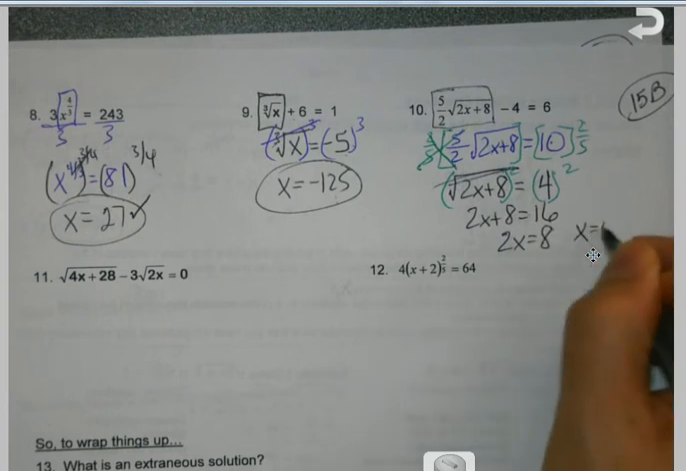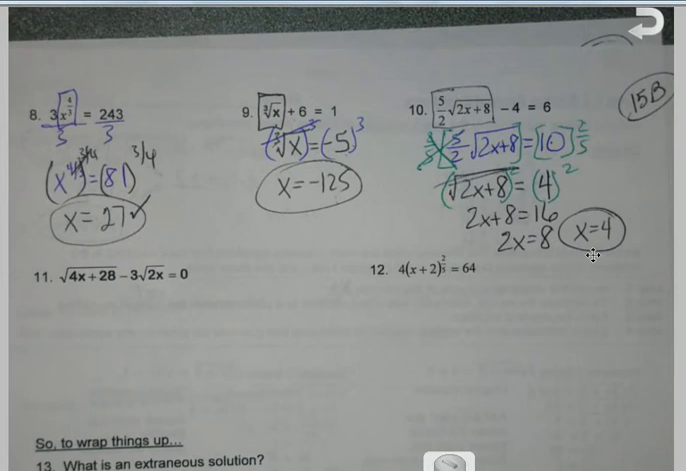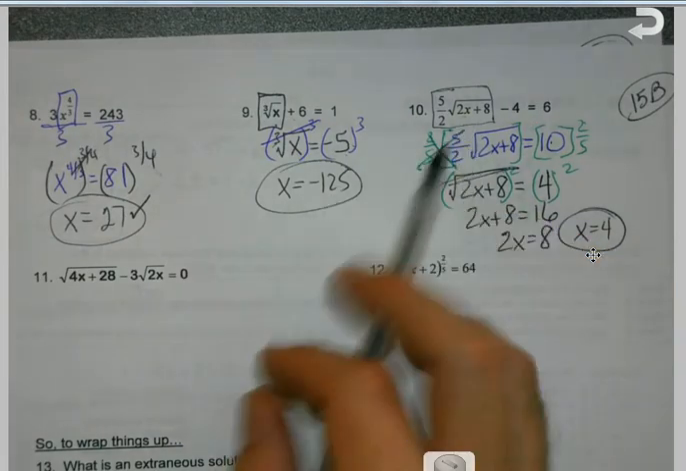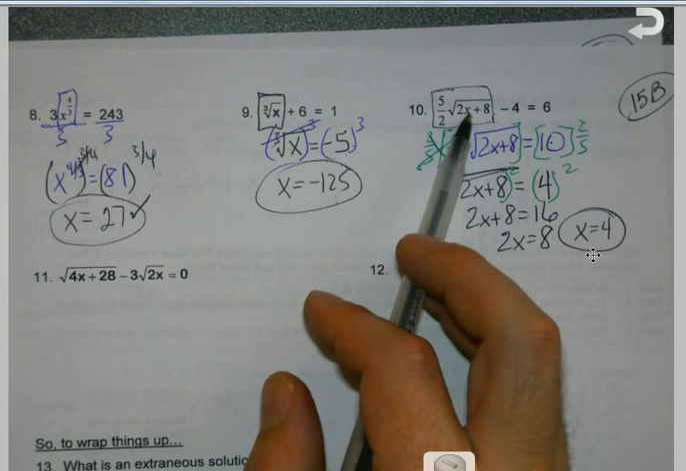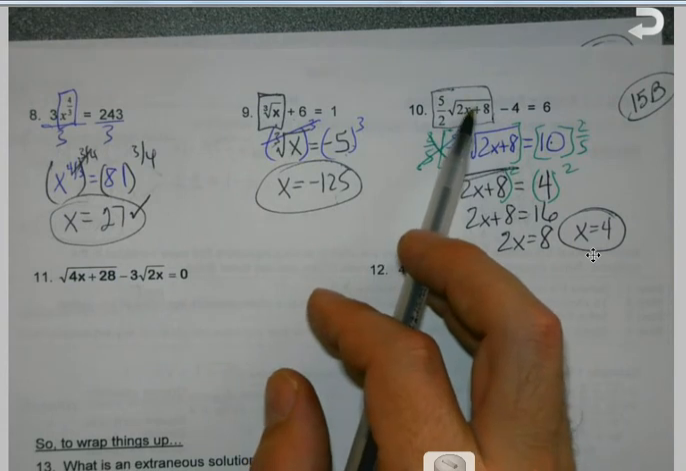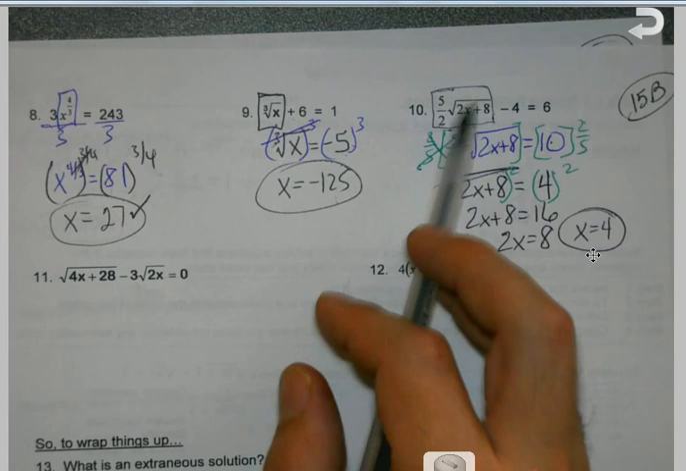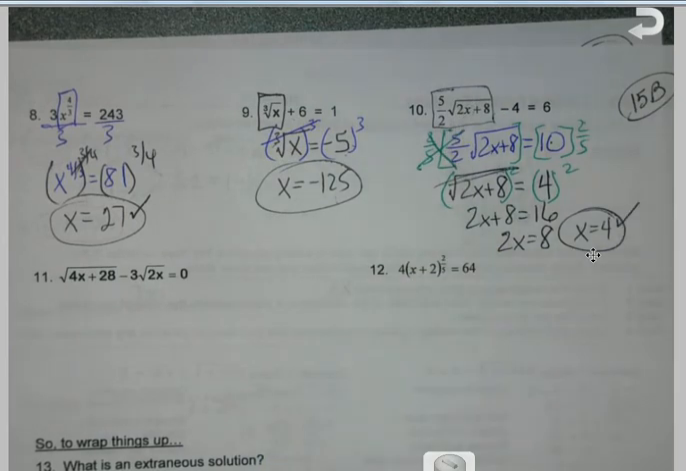Divide by 2. And let's make sure we're right here. If I plug in my 4, that'd be 8 plus 8 is 16. Square root of 16 is 4. 5 times 4 would be 20, divided by 2 is 10, minus 4 is 6. Okay. But that's how I'm going to work these.